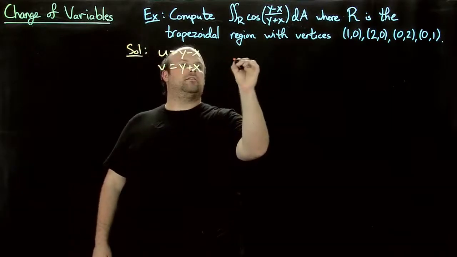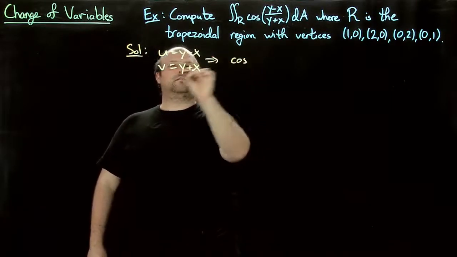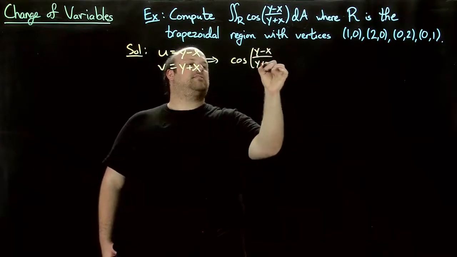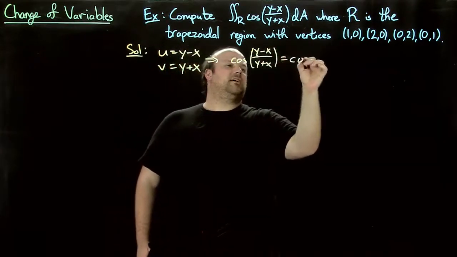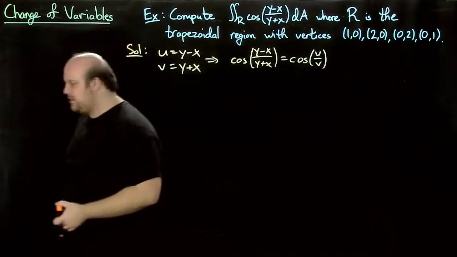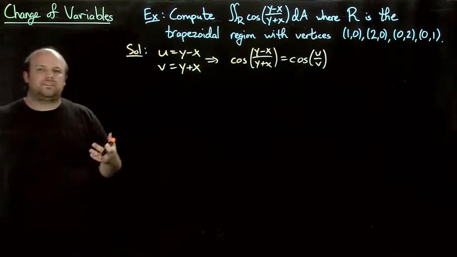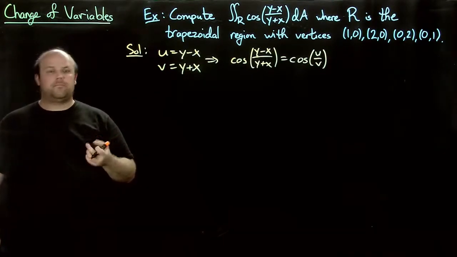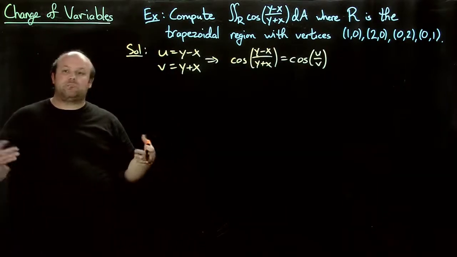Well, then cosine of (y minus x over y plus x) is just now cosine of u over v. Now, it still has an over v in there, but it's okay. That looks already much better. But what do we do now?